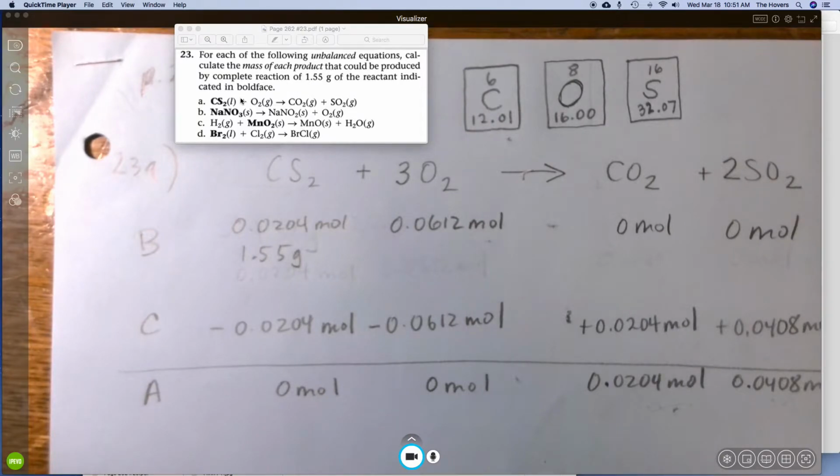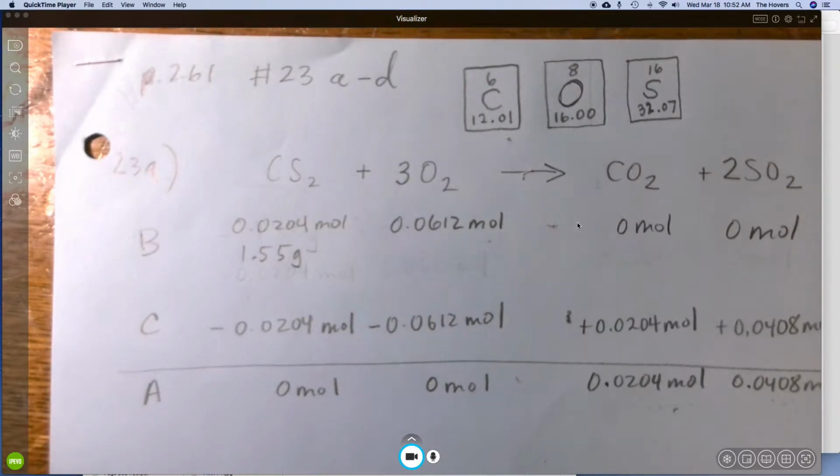We're given that we have 1.55 grams of CS2 and we want to find the mass of each product. So we want to figure out how much CO2 and SO2 we're going to make. So the first step in this problem is to balance the equation.